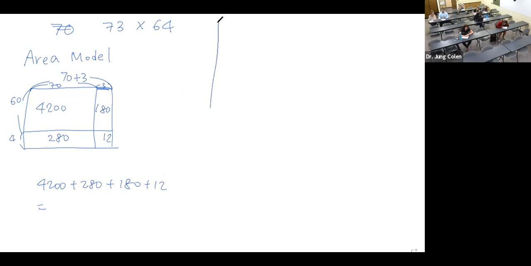Now, how will we extend this to the standard algorithm? Because we need to come to this. Anyway, the algorithm. So when we are multiplying 73 by 64, what do we do first? We multiply the ones first, right? So 3 times 4, and I'm going to show the partial product here too. So let me raise it actually. So 3 times 4 is 12.